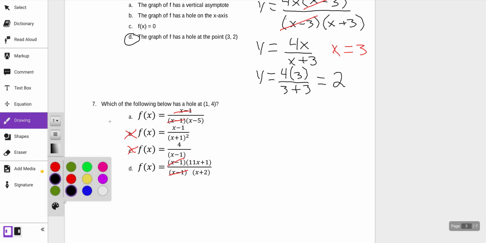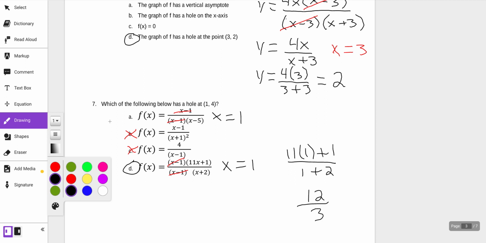To figure out where the hole is, you test what happens when x equals 1. You could test both of these. Only one of them will give you a y value of 4. The one that gives you a y value of 4 is D. So if you tried it, it'd be 11 times 1 plus 1 over 1 plus 2. On the top, that's 12. On the bottom, that's 3. 12 divided by 3 is 4. That means my hole is at 1, 4 for function D.